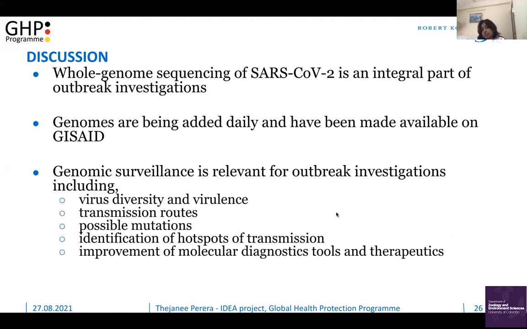Moving on to the discussion. As you know, whole genome sequencing has become an integral part of outbreak investigations. Genomes are being added daily and have been made available in GISAID. It's relevant for genomic surveillance in outbreak investigation, including virus diversity, their virulence, and the transmission route, possible mutation, identification of hotspot transmission, improvement of molecular diagnostic tools, and therapeutic targets.